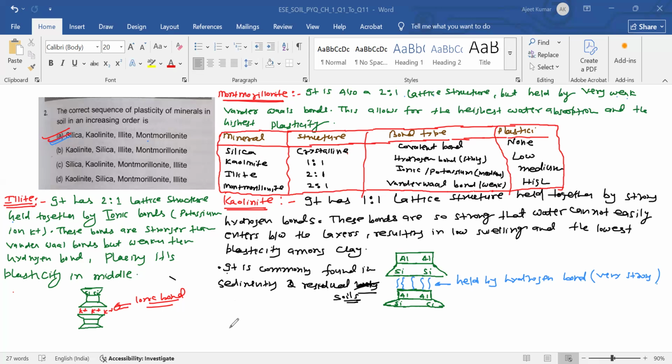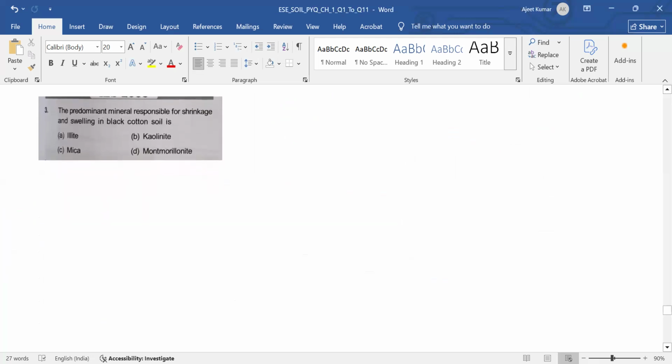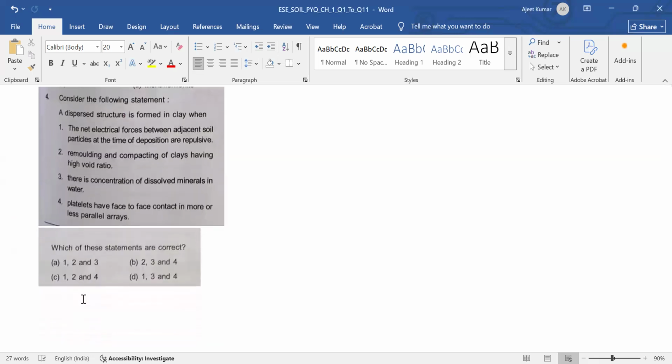Now we will see question number 3. The predominant mineral responsible for shrinkage and swelling in black cotton soil is montmorillonite. The answer will be D. Now question number 4.